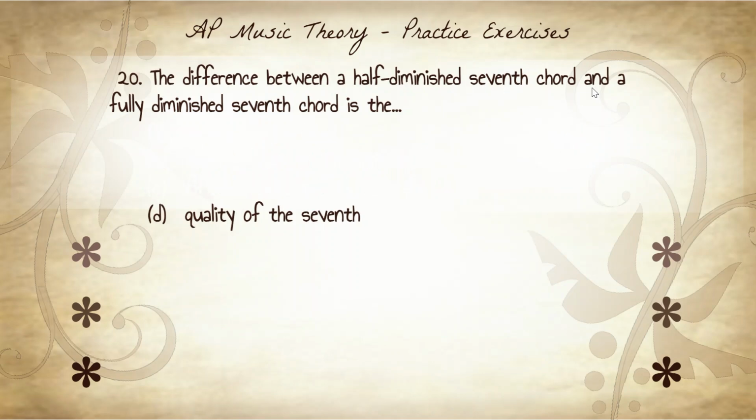Correct answer is D. The difference is the seventh. The half diminished and fully diminished seventh chords have the same quality triad, diminished, but the half diminished has a minor seventh, and the fully diminished seventh chord has a diminished seventh. Therefore, in the fully diminished seventh chord, the seventh is a half step lower.